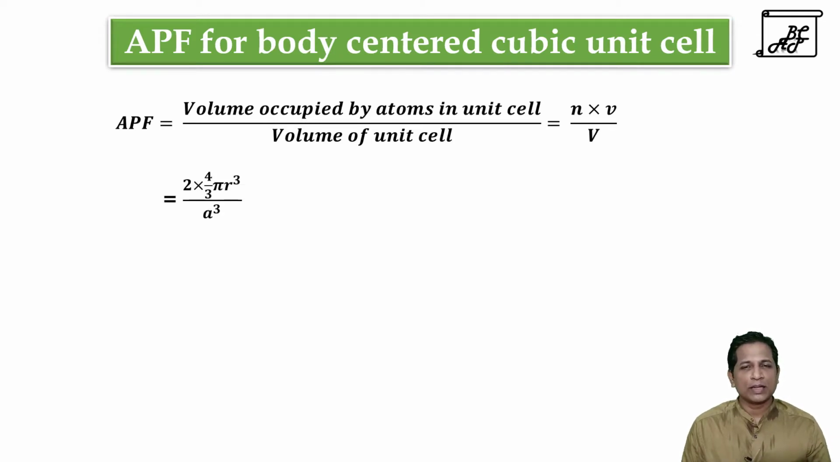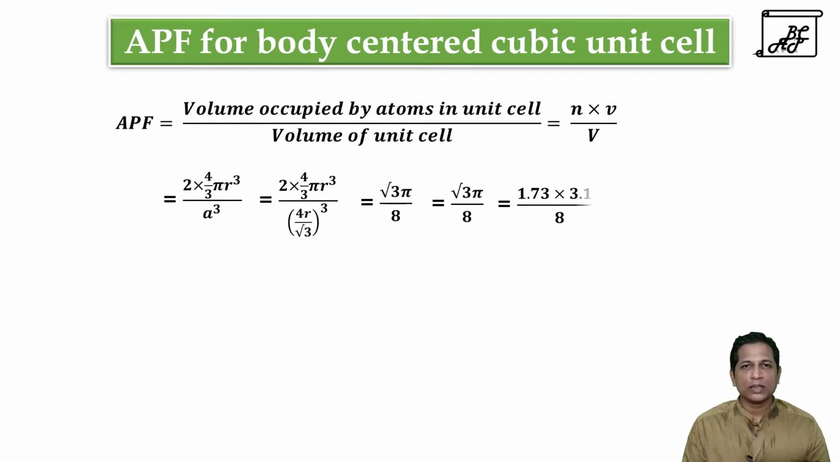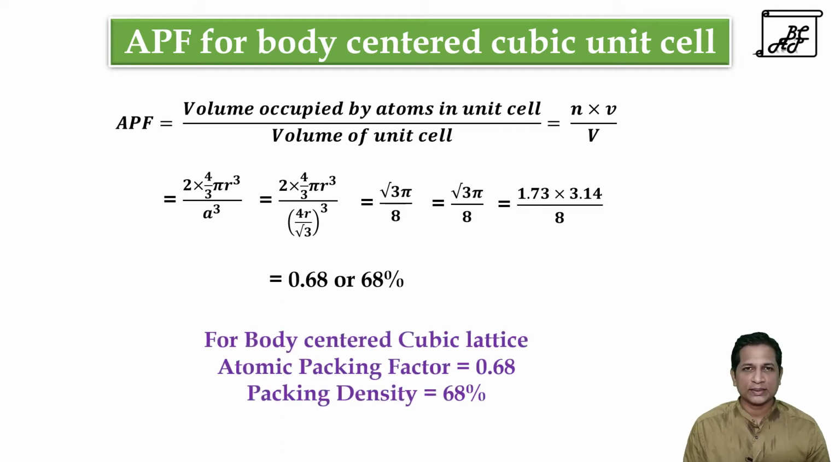Once we substitute the values, we have to substitute the value of a, which we have already determined in terms of relationship between the nearest neighbor distance and that of lattice constant. Once we substitute the value of a, the atomic packing factor is calculated as 0.68. Thus, we have found that in case of body-centered cubic unit cell, the atomic packing factor is 0.68 and packing density is 68%.